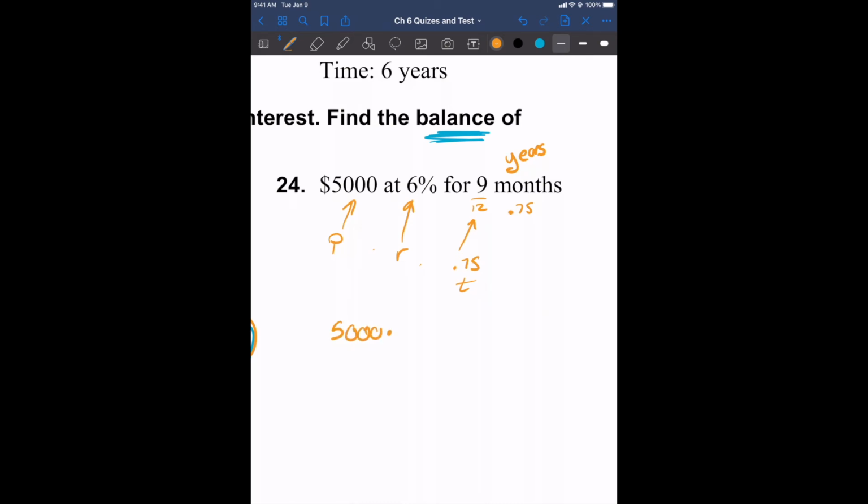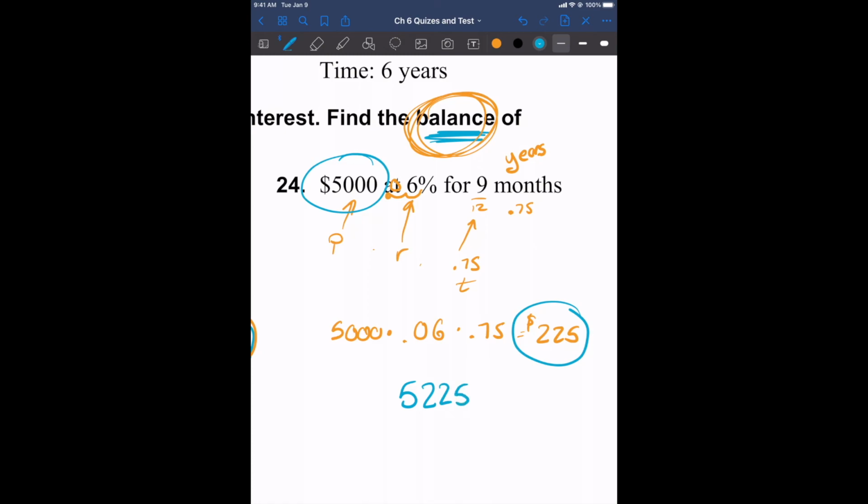Okay, now just multiply all those together. 5,000 times 0.06 times 0.75 equals $225. Now don't forget, we're finding the balance, which means we're going to take the principal plus the interest, which equals $5,225. That's your final answer.